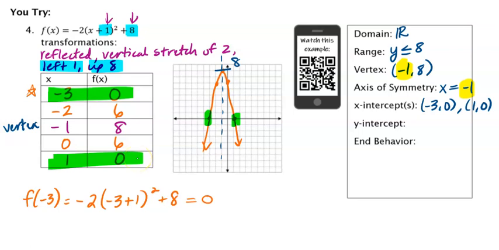And then I have a y-intercept, which you can also see on the table. Anytime that your x value is 0, that would be your y-intercept. So that would be this point right here, which is the point 0, 6.